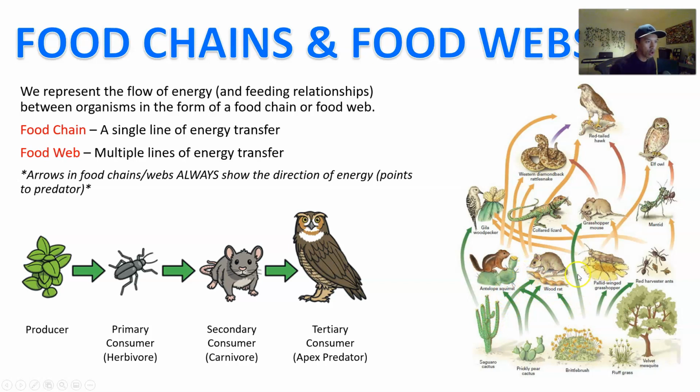Now, you're going to probably notice also that some organisms occupy more than one level. So for example, here's your omnivore. The grasshopper mouse will eat both the grasshopper and it will also eat the brittlebrush down here as well. So that's an omnivore as a result of that.